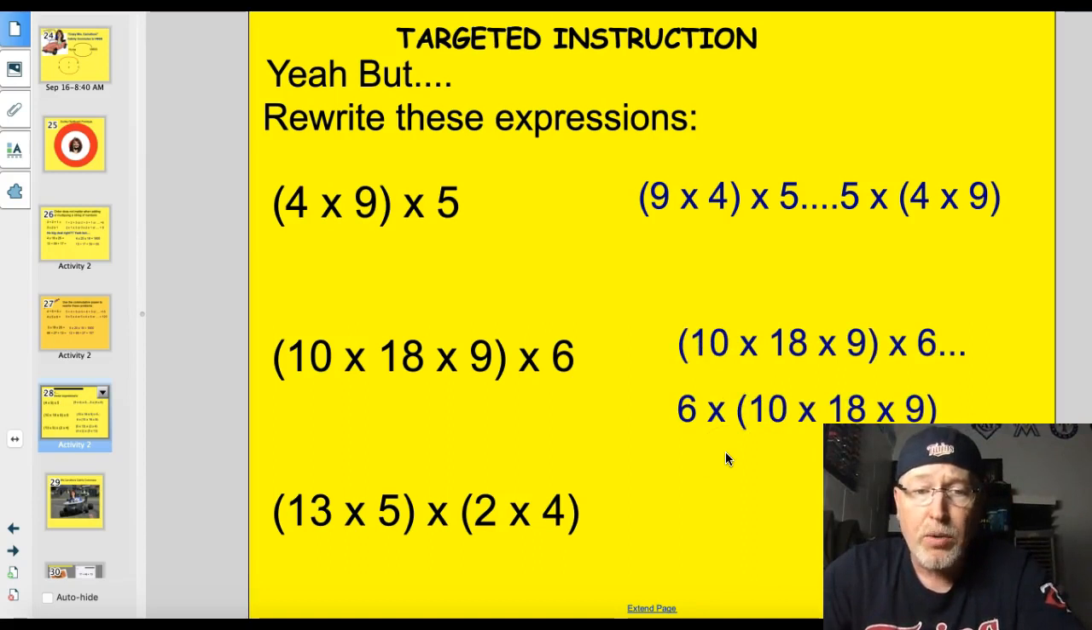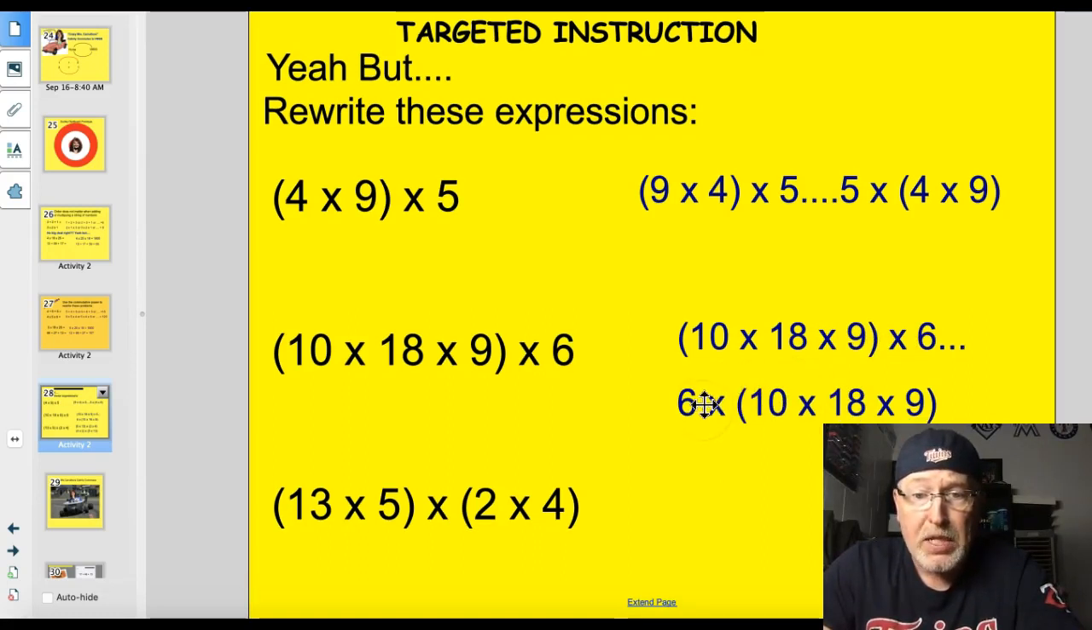Here's a couple different ways you could write this one. Again, 10 times 18 times 9 times 6. You could just flip this guy and say this is 6 times 10 times 18. You could do that. You could take and flip these guys around here in the middle too and call it 9 times 10 times 18 too. Either way. All right. Sorry, I didn't flip this one here the way I wanted to.